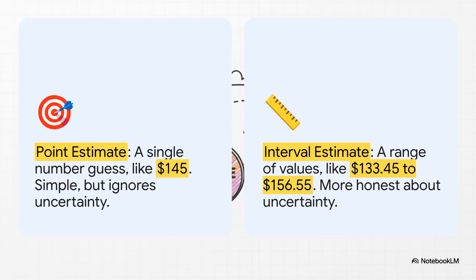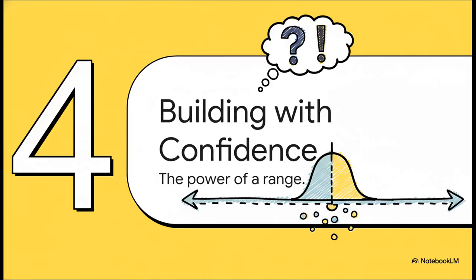And this leads us to a much, much better way of doing things, the interval estimate. Instead of just saying $145, we create a range of plausible values. Something like, we think the true average is probably somewhere between $133.45 and $156.55. It's just a more honest approach, right? Because it openly admits that we don't know the exact number. This powerful range is called a confidence interval.